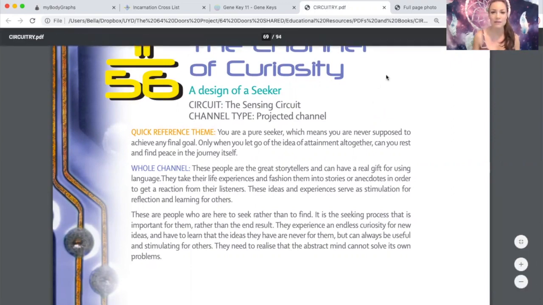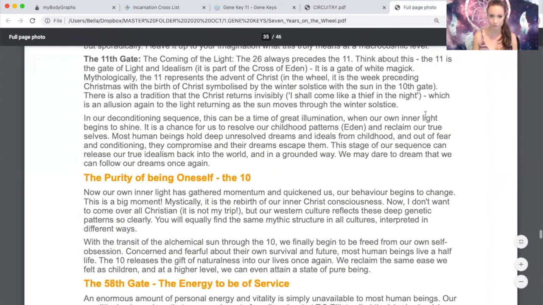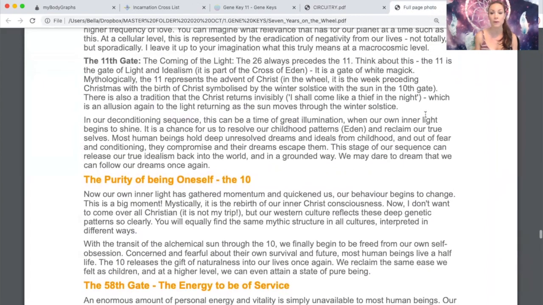And maybe today we'll go into the 7 Years on the Wheel before we go into the gene keys, because this is what Richard Rudd did before he did the gene keys. They were probably already in there, but this was when he was still in the human design community. He wrote this book, 7 Years on the Wheel, where he's starting in gate 3, the eternal child, and he goes all the way around the wheel to gate 42, which is beginnings and endings, right?